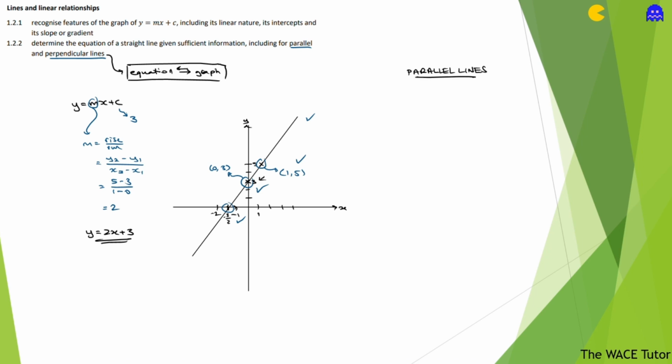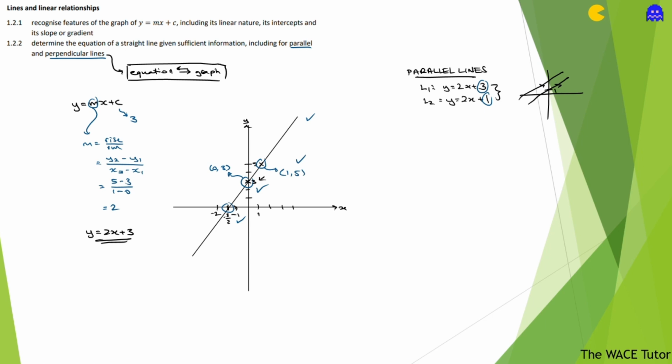Parallel lines are characterized by the fact that their gradients are the same. So if we have a line 1, which we label y equals 2x plus 3, and then we have a line 2, where y equals 2x plus 1, then these will be two parallel lines with different y-intercepts. This one will have a y-intercept of 3, and this one will have a y-intercept of 1. So if we graph this on a set of axes, and I'm doing this very roughly, it looks something like this. And they would be parallel lines.